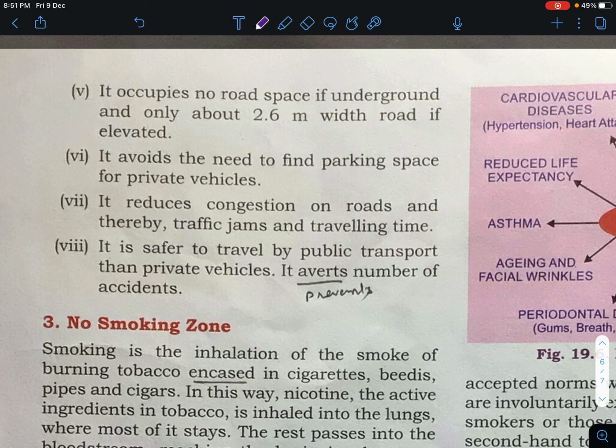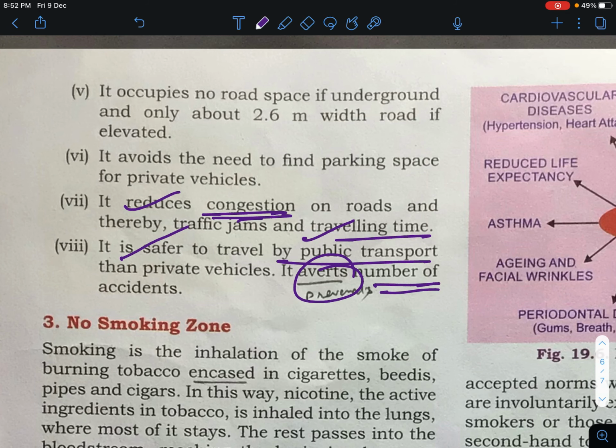Now, if you are using public transport, it is going to reduce the congestion, that is the road jams, and thereby also reduces the traveling time. It is safer to travel by public transport than private transport. It actually reduces the number of accidents also.